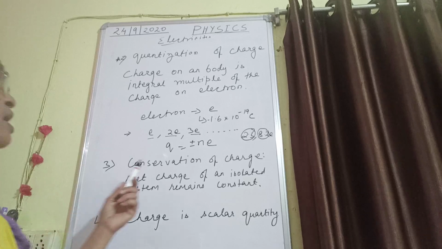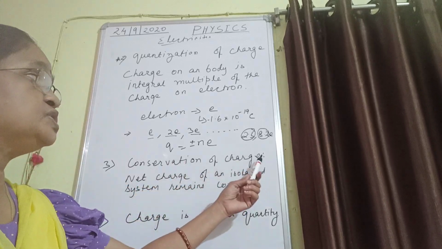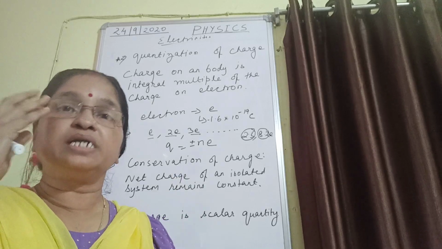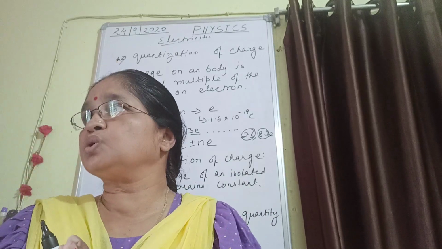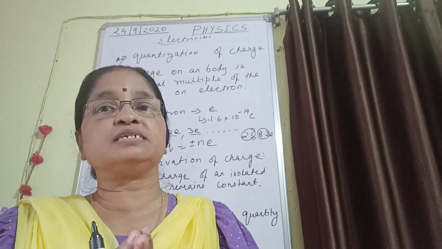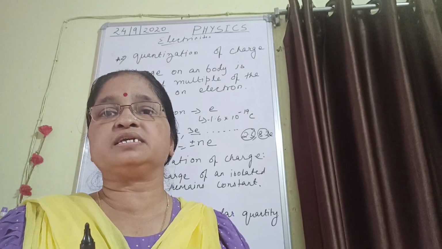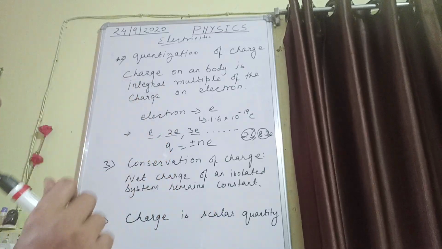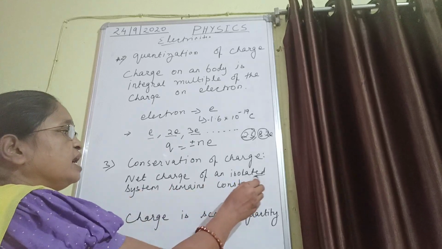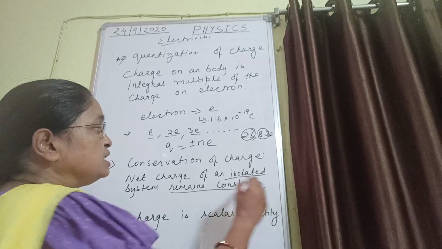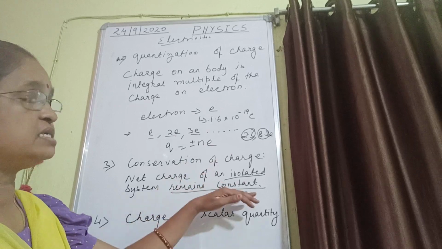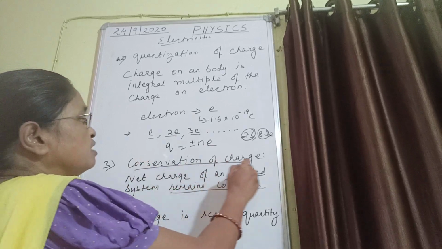Another property: conservation of charge. We know that charge can neither be created nor destroyed, but it can only transform from one form to another form. As it transforms, there is either charge in excess or charge in deficiency. So when we consider the net charge of any isolated system, it always remains constant. For an isolated system, it always remains constant. So that is conservation of charge.